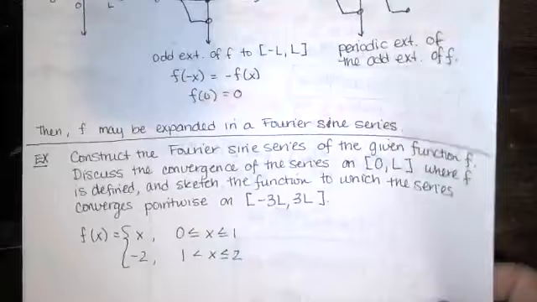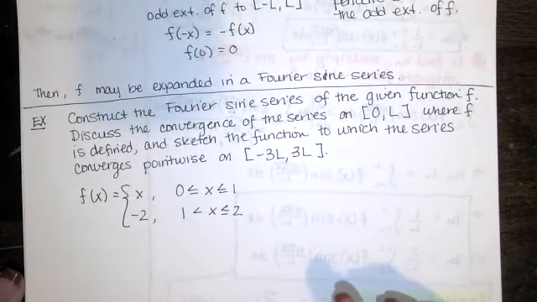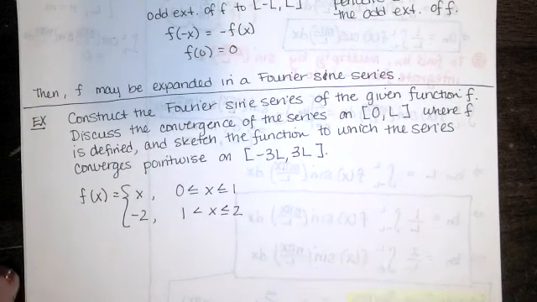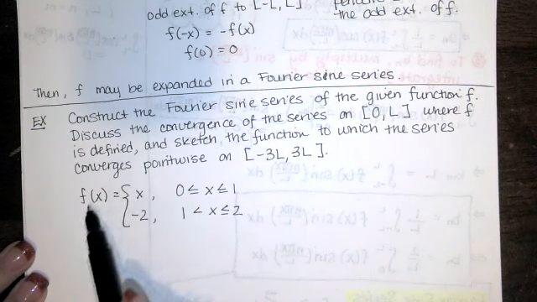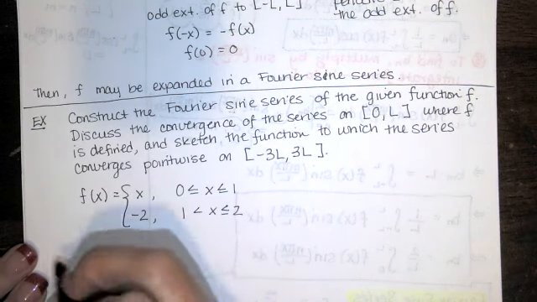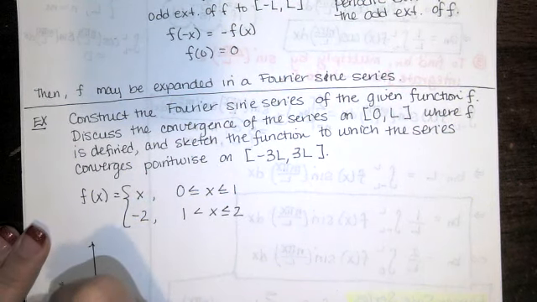So here's our example. We're asked to construct the Fourier sine series for the given function f and discuss the convergence of this series on the interval from 0 to L where f is defined, and sketch the function to which the series converges pointwise on the interval from negative 3L to L. So first, I've got my function f here. I think it makes sense to sketch f just to start.